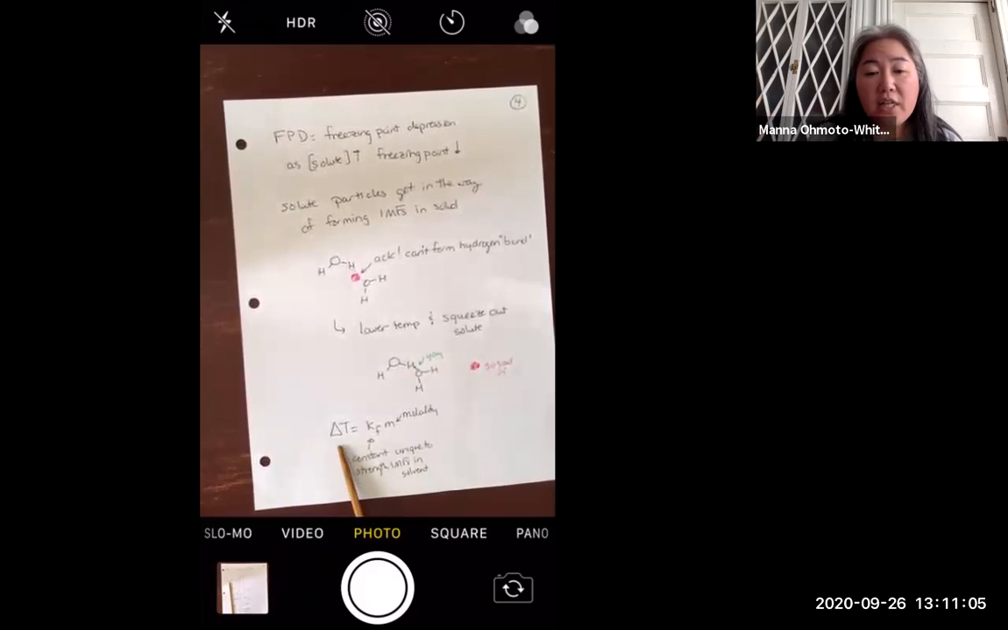The equation is very similar to the other one. It's the change in temperature from the freezing point is equal to a constant times the molality of my solution. So that constant is unique to the strengths of the IMF in the solvent again. So each solvent has its own Kf and Kb values. So this is something that you may often see in freezing. So freezing is a way of being able to purify a substance.